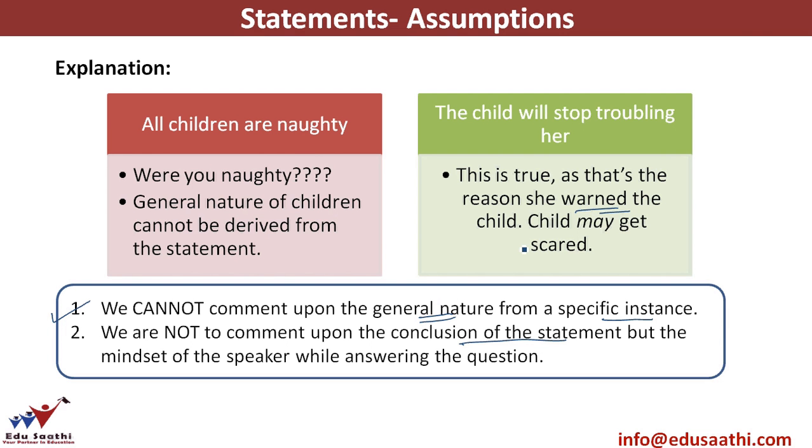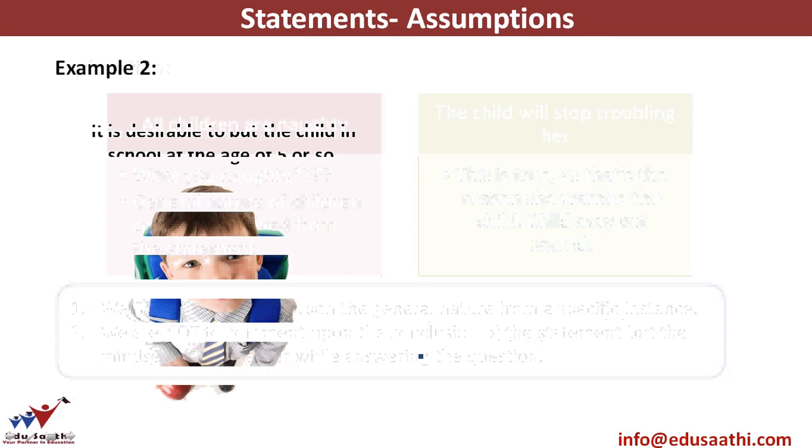The conclusion in this statement could be, the child stopped troubling the teacher. We don't know. Or the child did not pay any heed to the advice. We do not know. Okay, so what was the result? We do not know. But when the warning was issued, the teacher was assuming that the child may get scared and stop troubling her. Okay, so your job is to tell what is the mindset of the speaker and not what will be the outcome of the task. Let's see another example.